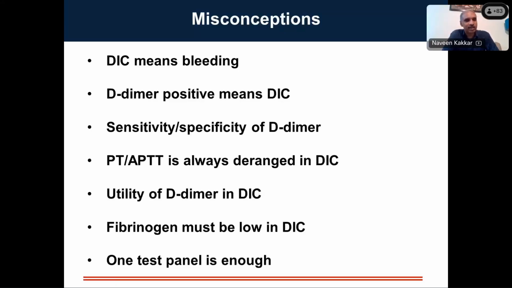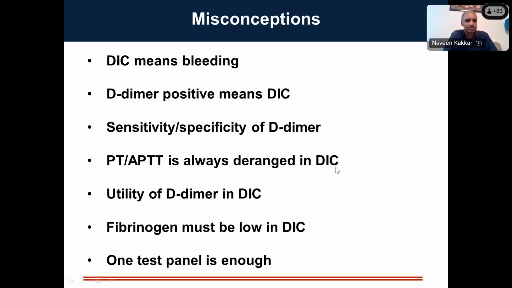And so is the negative predictive value, which means if you were thinking of DIC, or thinking of pulmonary embolism or DVT, and your D-dimer is negative, then you are almost 99% sure that disease is not there. So when it has a very high sensitivity for DIC, it also has a very high negative predictive value. Very important.